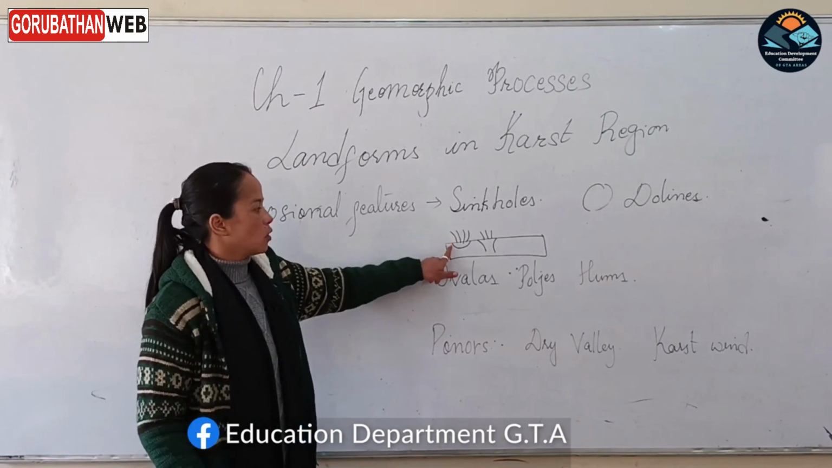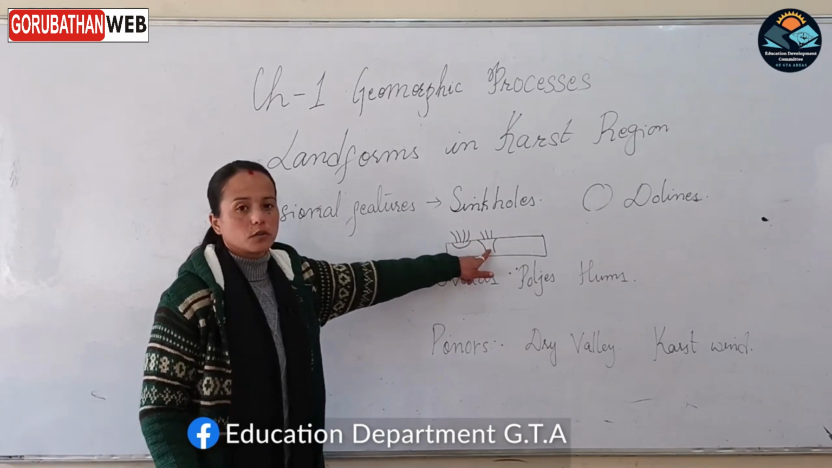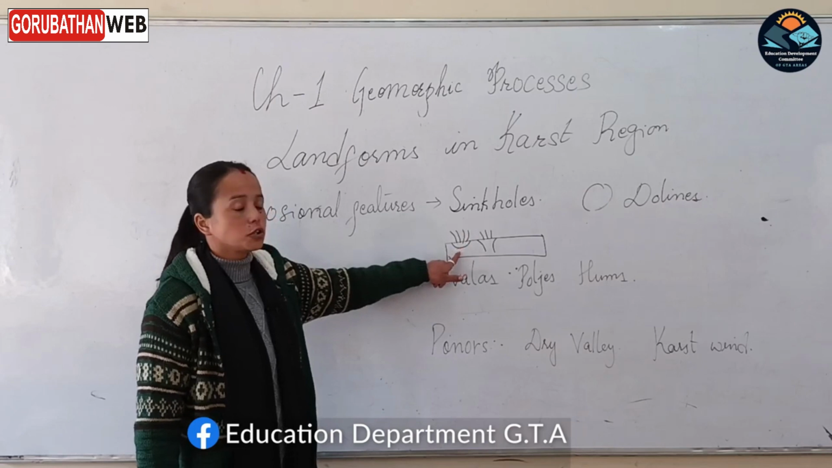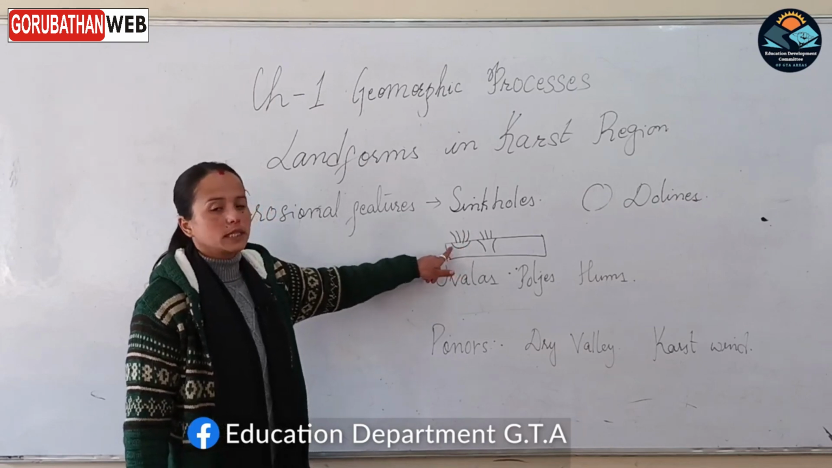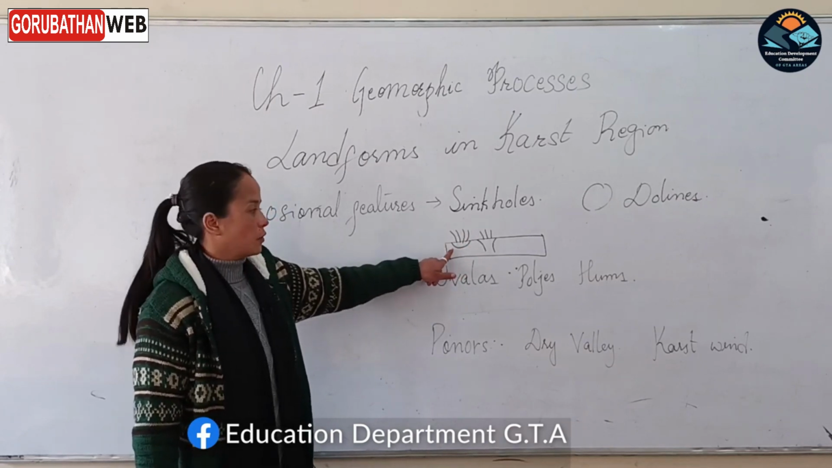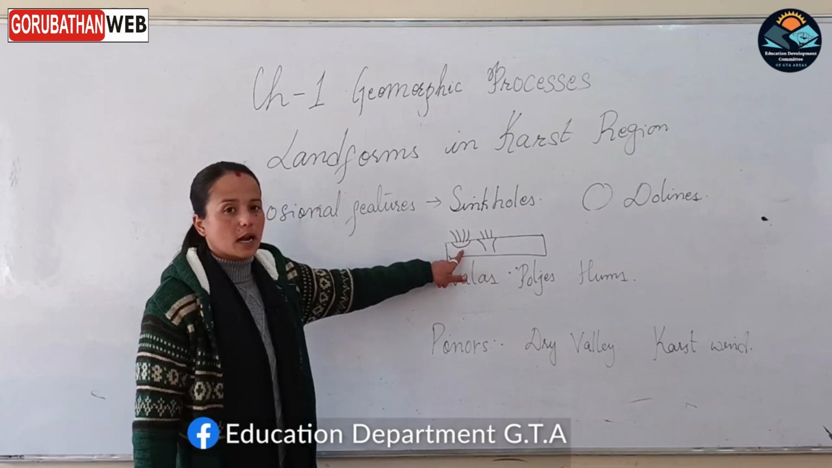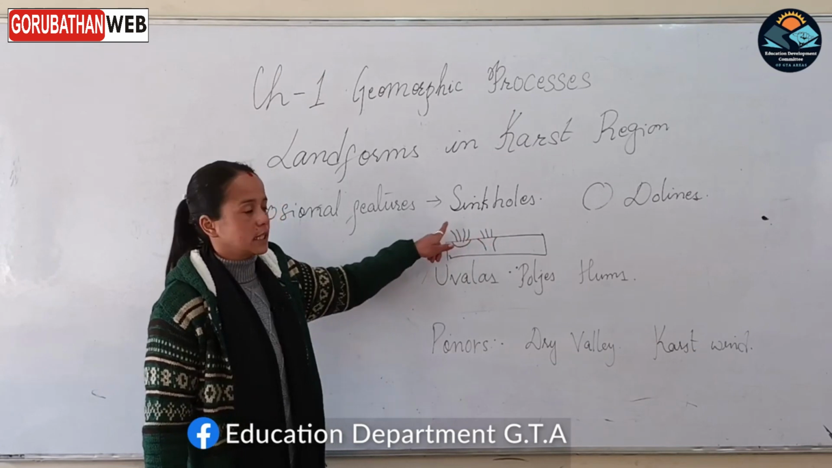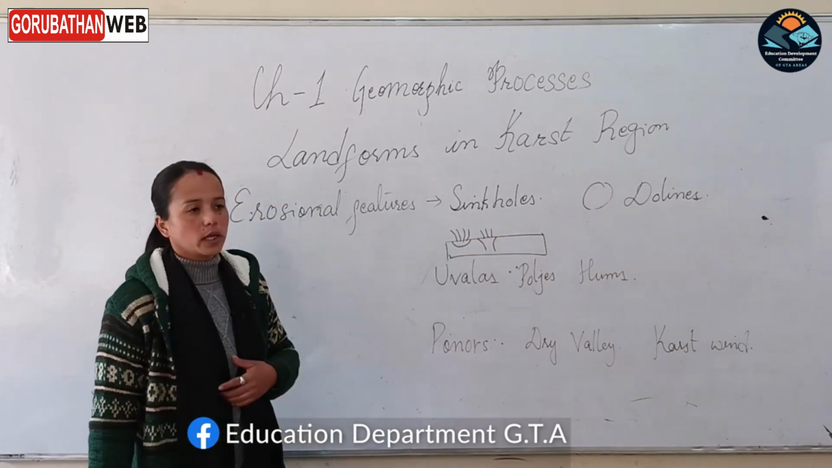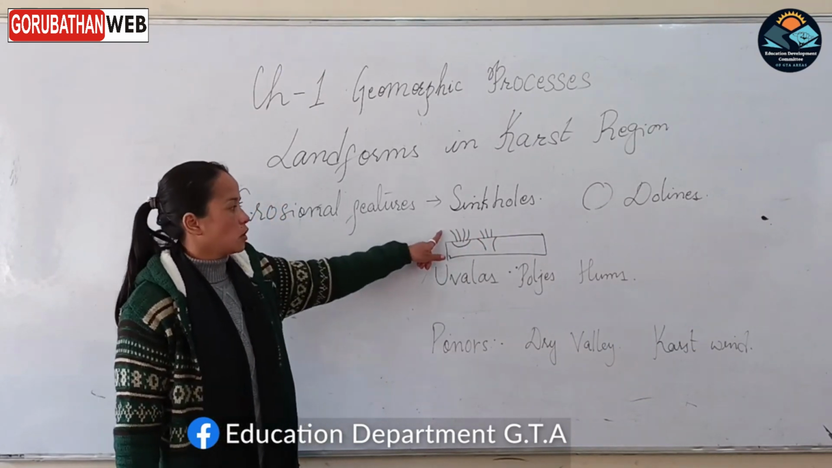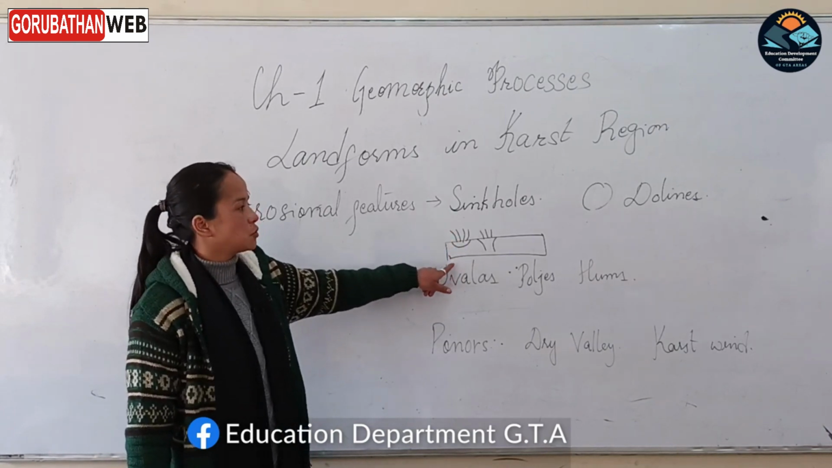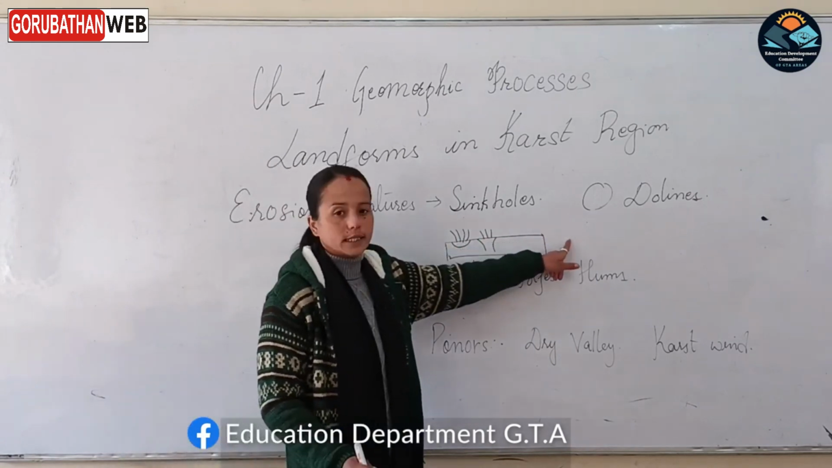So these are the holes present on the surface of the limestone region, and this is also formed by the solvent action of the rainwater in combination with carbon dioxide. Sinkhole is also known as swallow hole. It seems that it is swallowing the rainwater which is flowing through this limestone region. Now next one is the dolines.